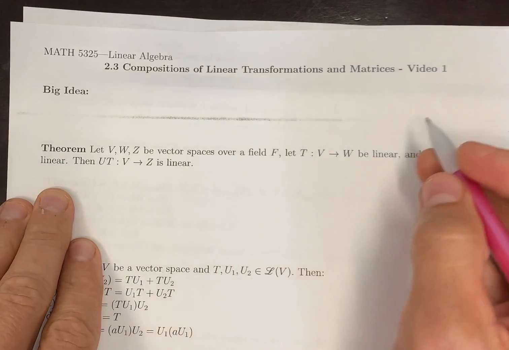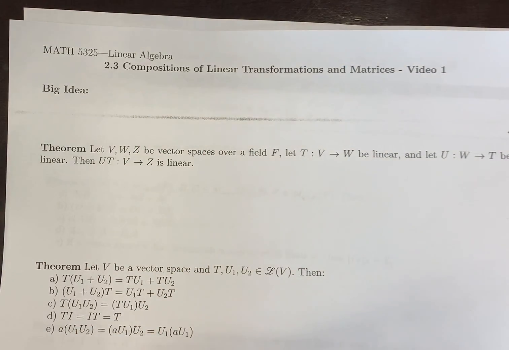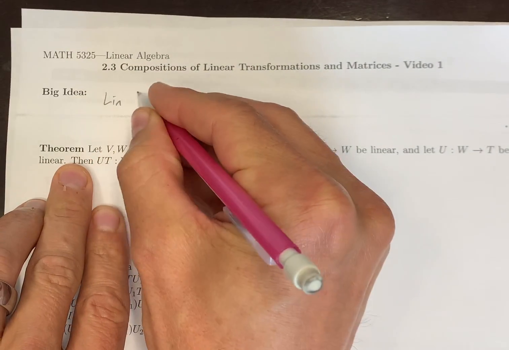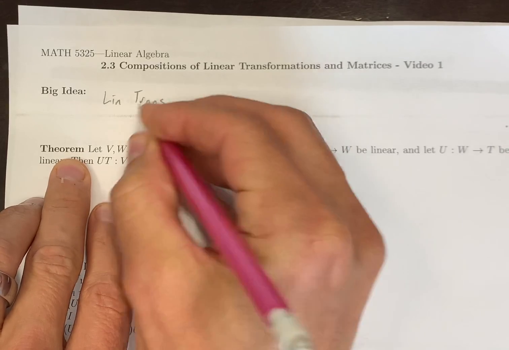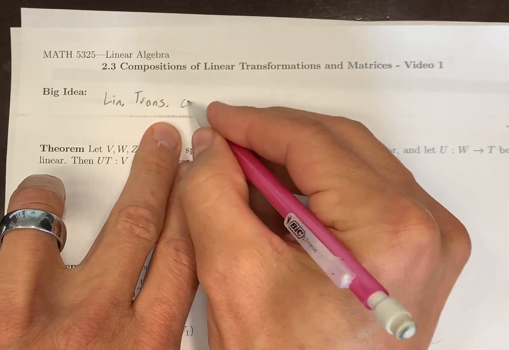Okay, this is the first video on section 2.3, compositions of linear transformations and matrices. So the big idea here is that linear transformations are well behaved with each other. So they compose well.